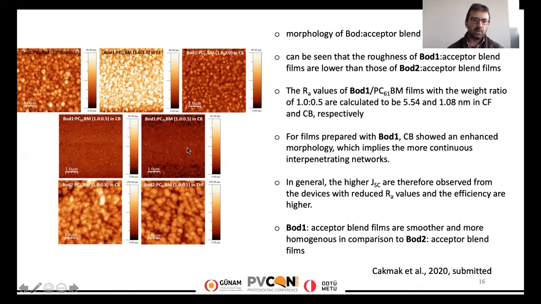As you see, at the same magnification, smaller structures have been seen in BODIPY 1, and in BODIPY 2 coarse structures have been seen. So BODIPY 1 acceptor blend films are smoother and more homogeneous in comparison to the BODIPY 2 acceptor blend.